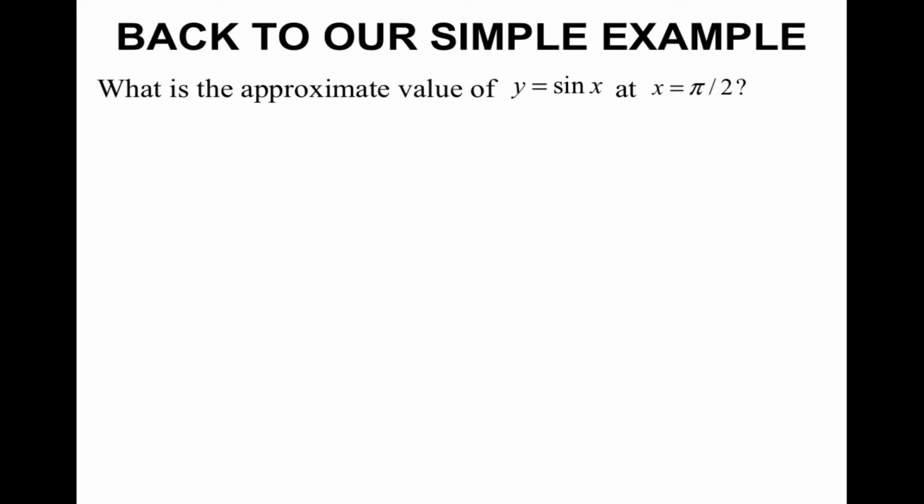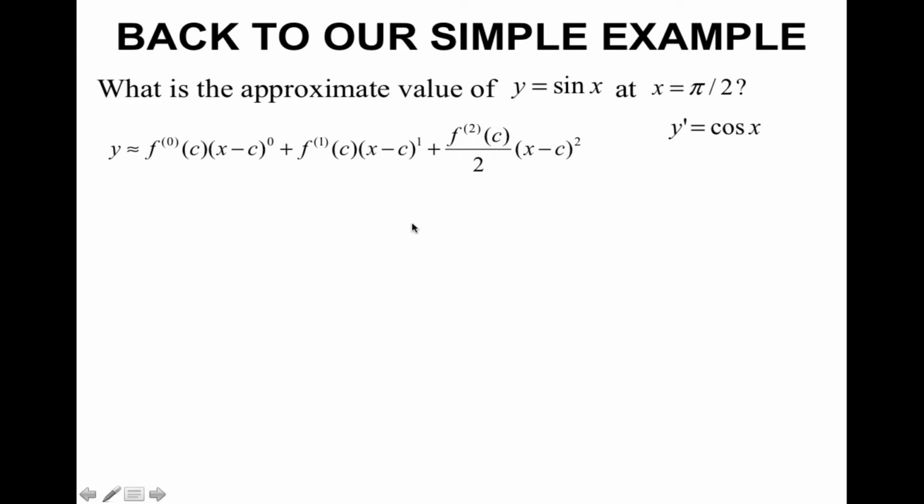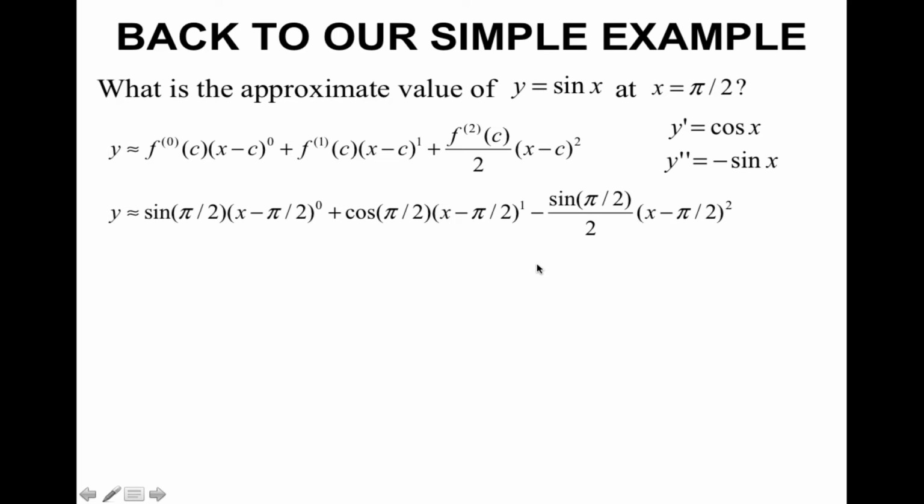So back to our simple example. What's the approximation of y equals sine x at x equals pi over 2? If I was to approximate a quadratic function around x equals pi over 2, I'm going to use this process. I need the first derivative of my function, which is cosine, and I need my second derivative, which is negative sine x.